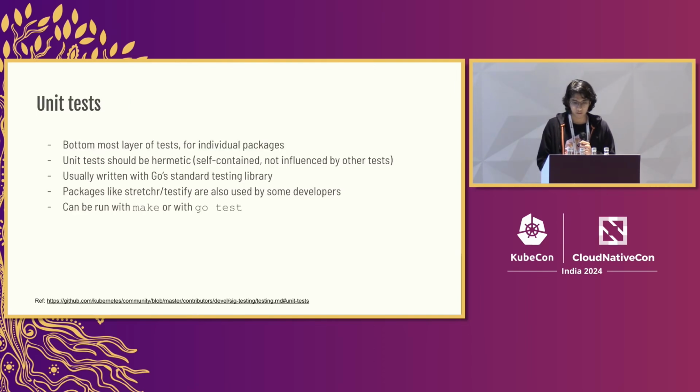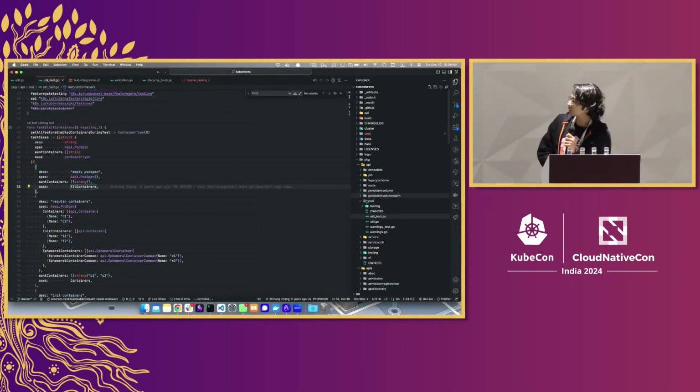So the first one is unit tests. So if you have learned Go programming, this is similar to the kind of tests that you would write for your Go code. Unit tests are written with Go's standard testing library, and all these tests are contained within that individual package. So I have the Kubernetes source code open here on the side. I hope you can read this.